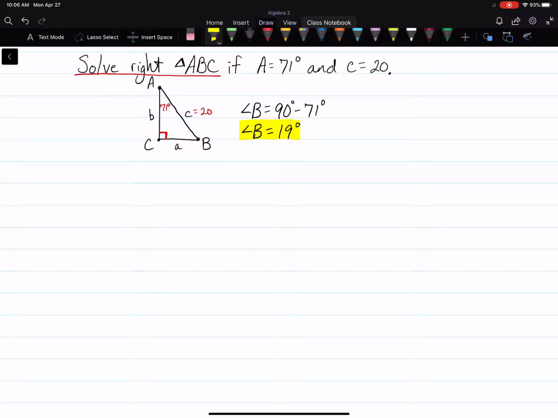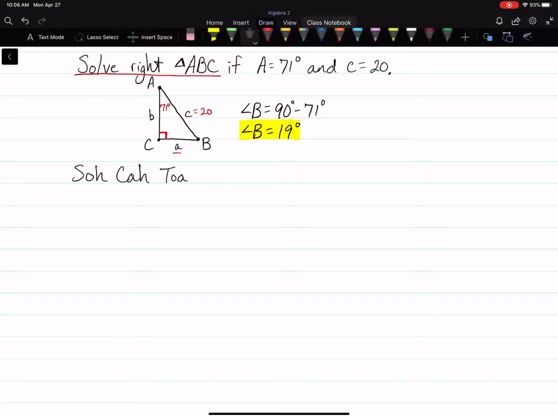Okay? Now we have all the angles, so now we have to find the sides. Depending on which side you want to find first depends on how you do it. I like to go in alphabetical order. So I'm going to find side A first, which is right here. And basically I use my SOHCAHTOA, okay? And I say, what sides do I know? What side do I want to know? And what angle am I talking about?